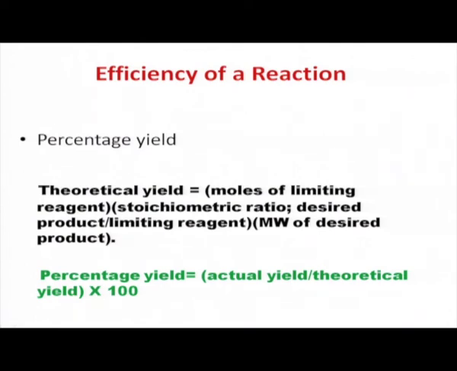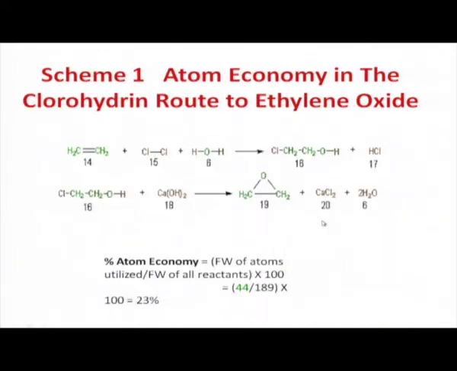As I told you before, the percentage yield was earlier used. There is a theoretical yield and percentage yield, everything based on the theoretical calculation. That is no longer used, even though it is very good for getting an idea, but it will not tell about what waste is going to be produced. Let us consider a simple example of synthesizing ethylene oxide, this particular compound. This can be prepared by the conventional way, the chlorohydrin route.